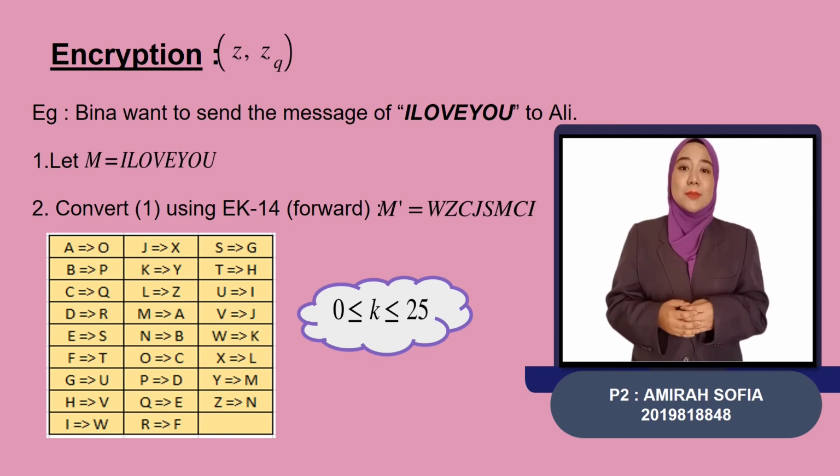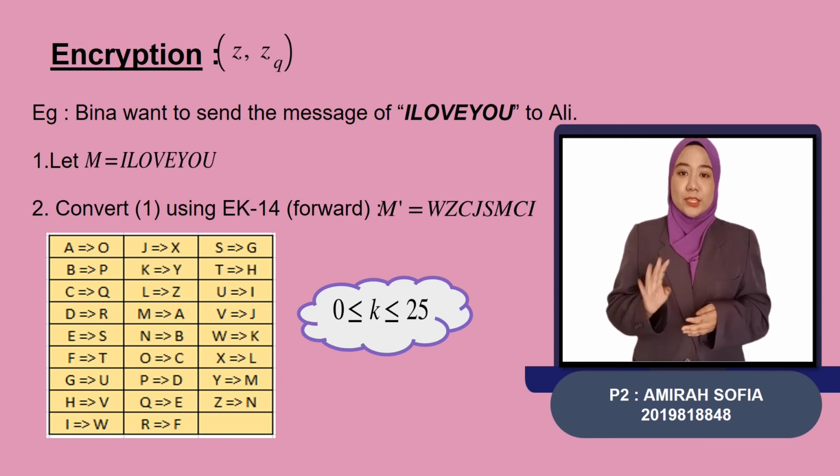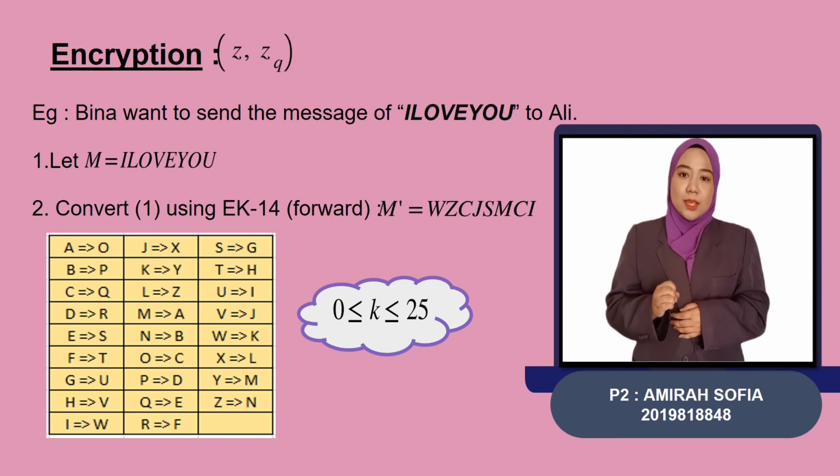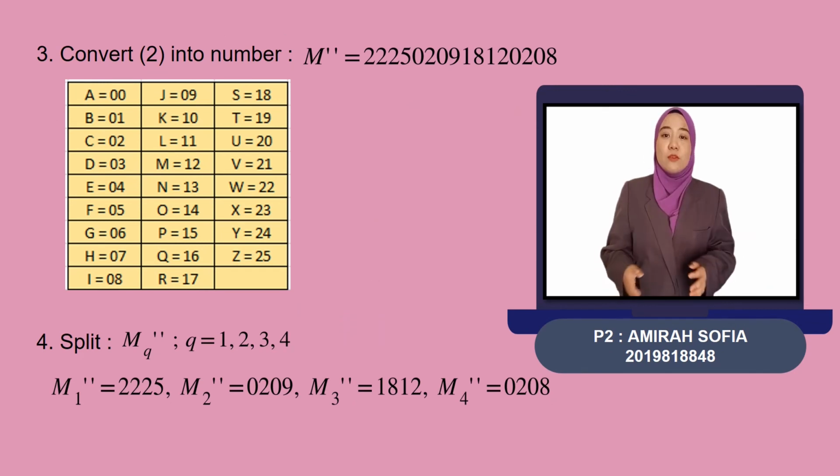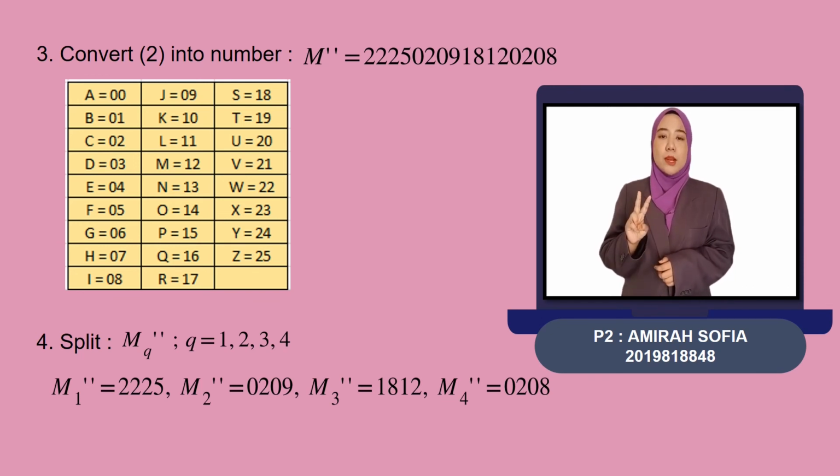First, assign the message as M, then shift forward every letter in the message with an encryption key of 14. Remember, the encryption key must be between 0 and 25. Then, convert the M prime in the second step into numbers. Divide the message into 4 M double primes. That is M1 double prime, M2 double prime, M3 double prime, and M4 double prime.